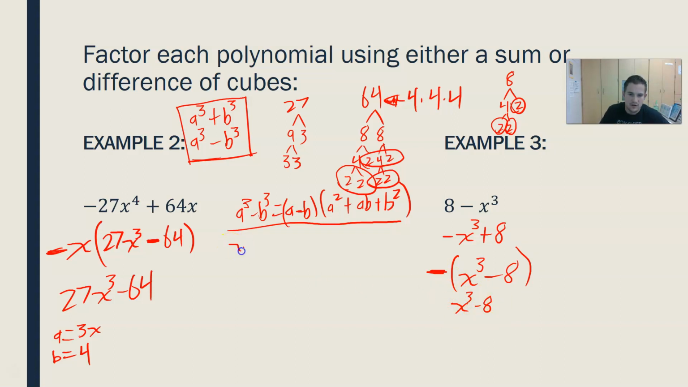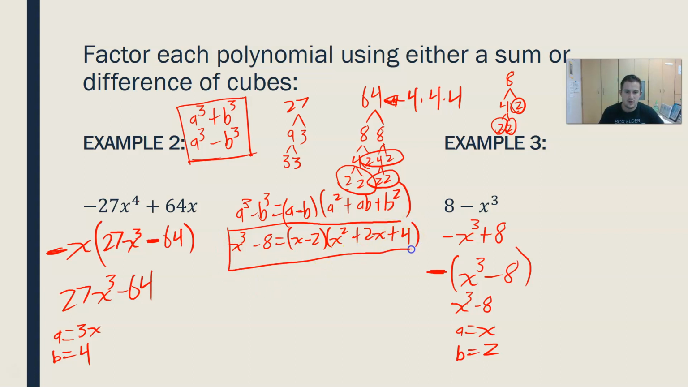So if I go over here and I have x cubed minus 8, a is going to be equal to x, because that's the cube root of x cubed. B is going to be equal to 2, because that's the cube root of 8. So if I fill in all my terms here, x cubed minus 8 is going to be equal to x minus 2 times x squared plus 2x plus 2 squared, which is 4. So I get x cubed minus 8 being equal to x minus 2 times x squared plus 2x plus 4.